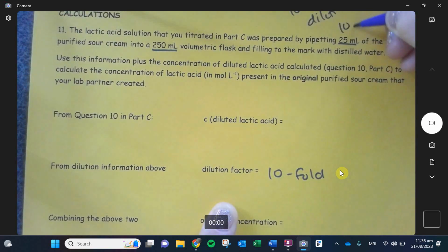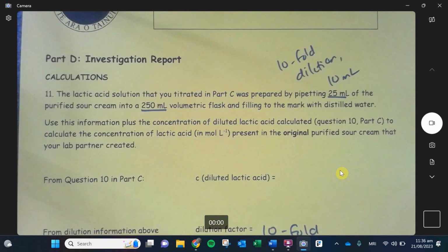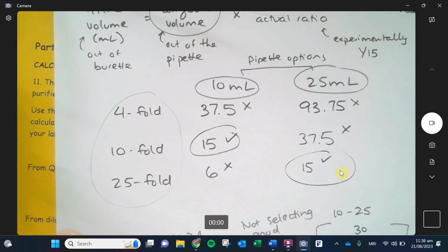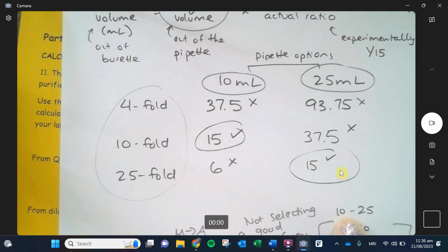And I did 10 mils of that sample. That is what I did in my procedure. Is that the only correct answer? No. When you guys did this working, you would have found out that there were quite a few that worked.